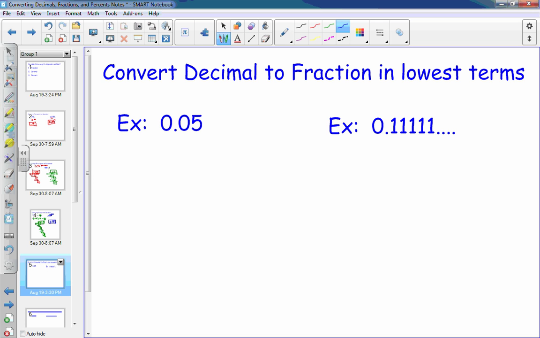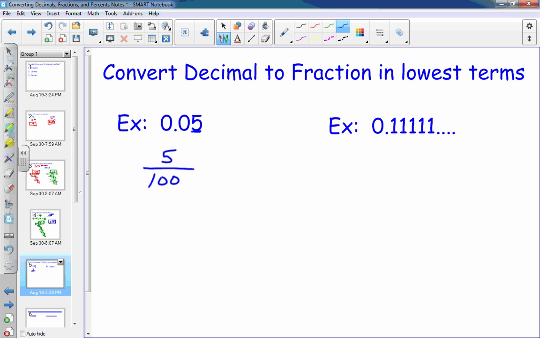This is where you have to look at the place value after the decimal. So what is the first place value here? This is the tenths. What's this? Hundredths. So since this is the hundredths place, I'm going to make that 5 over 100. Do you remember doing this?